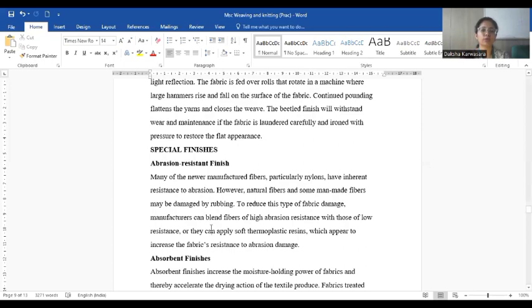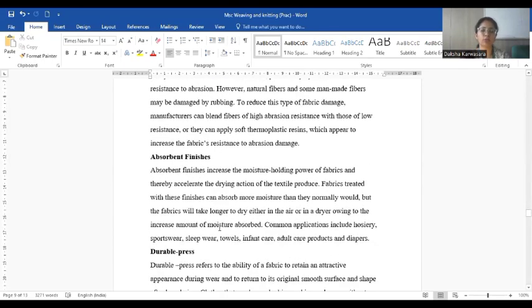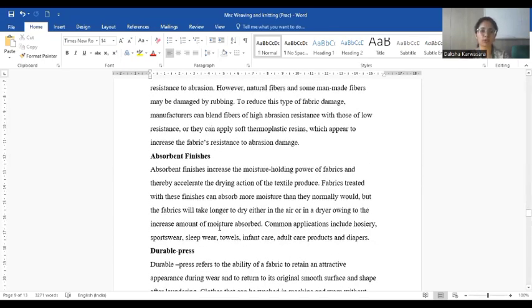Next one is the absorbent finishes. This finish is applied on the fabric to increase the absorbency power of the particular fabric. So the particular fabric can hold moisture for a longer period of time and thereby accelerate the drying action of the textile product. Fabrics treated with these finishes can absorb more moisture than they normally would, but the fabrics will take longer to dry either in the air or dryer owing to the increased amount of moisture absorbed.